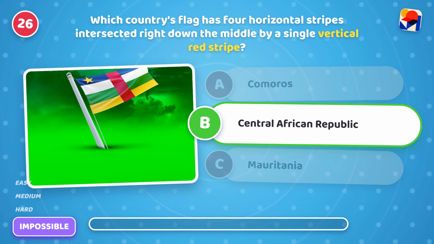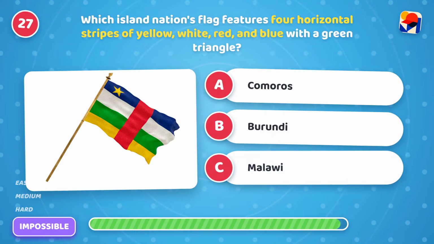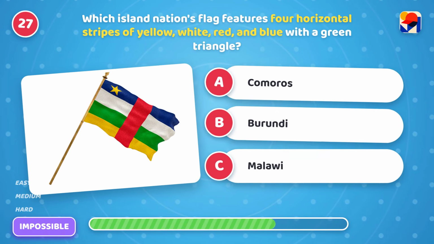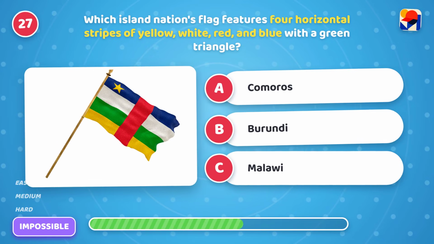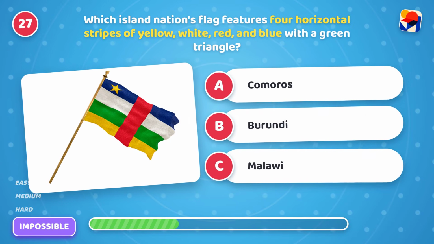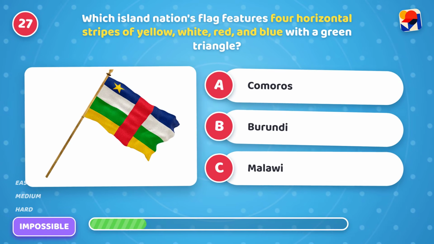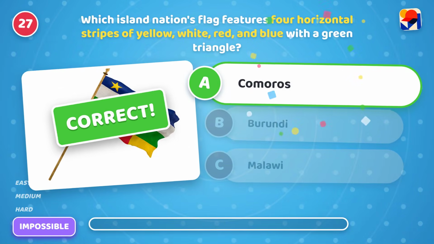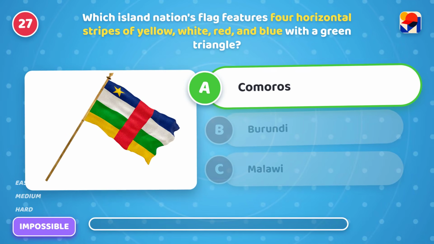Red represents human blood. Which island nation's flag features 4 horizontal stripes of yellow, white, red, and blue with a green triangle? Is it A, Comoros, B, Burundi, or C, Malawi? It's A, Comoros. Stripes represent 4 main islands.